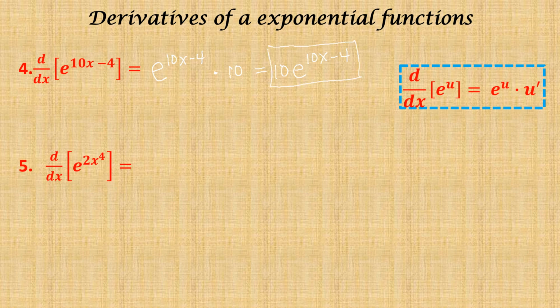Well, number 5, we have e to the power of 2x to the 4. So our u there is 2x to the power of 4. And then its derivative will be 8x to the power, you have to subtract 1 from 4, so that will be 3. Therefore, it will be multiplied 8x cubed to the e to the 2x to the 4. So I hope you get it. So 8x cubed e to the power of 2x to the 4.